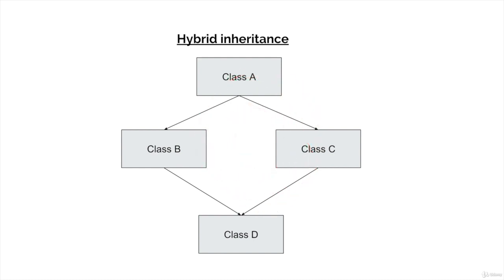So in this lecture, we understood what single inheritance, multiple inheritance, multi-level inheritance, hierarchical inheritance, and hybrid inheritance are. There are 5 types of inheritance in object-oriented programming with Java.